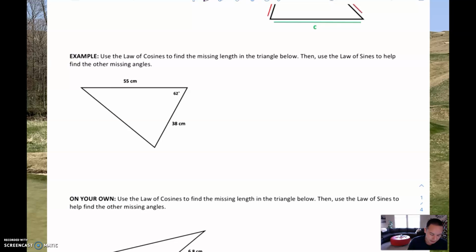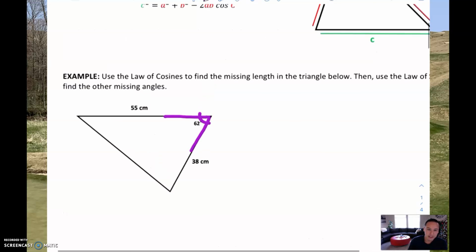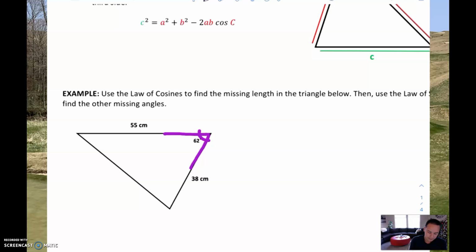For the first example here, we're going to use the law of cosines to find the missing length. That's going to be this one over here. And then we're going to use the law of sines afterwards to help us find the other angles. So we have side, angle, side. We're given this side, we're given the angle in between, and we're given this side. So we see side, angle, side here, so we're going to be using this formula.